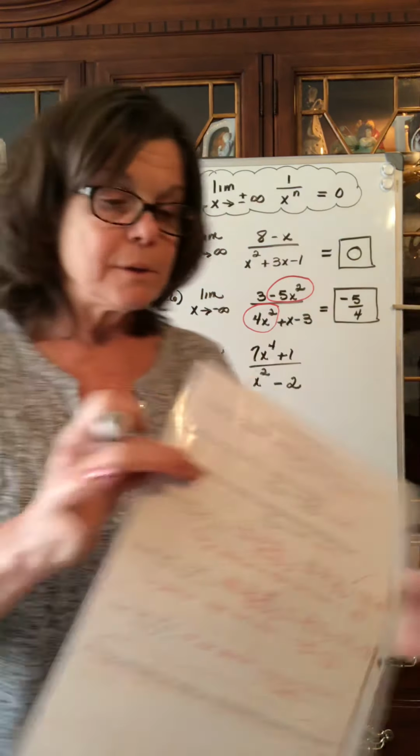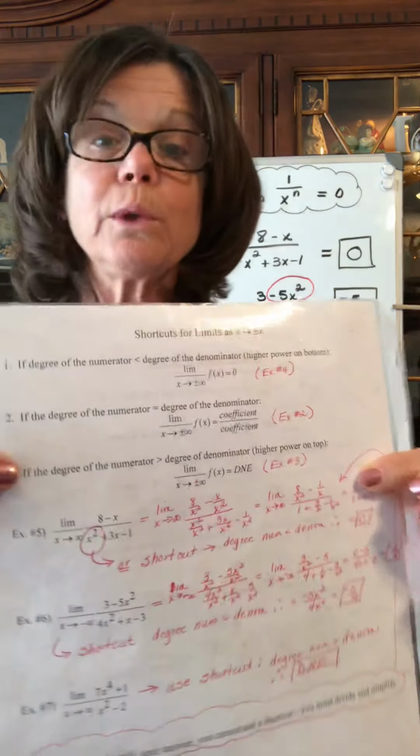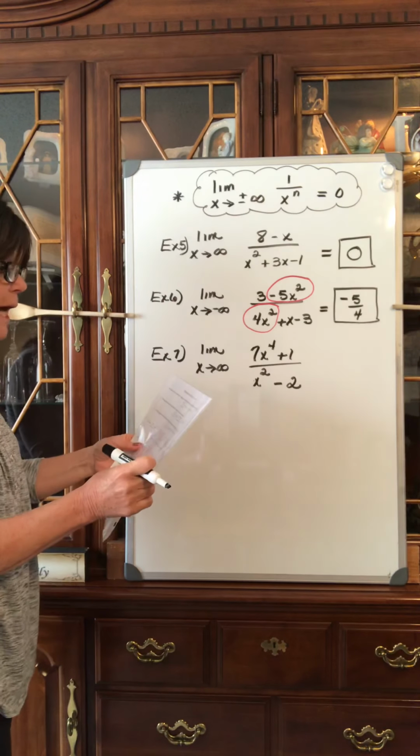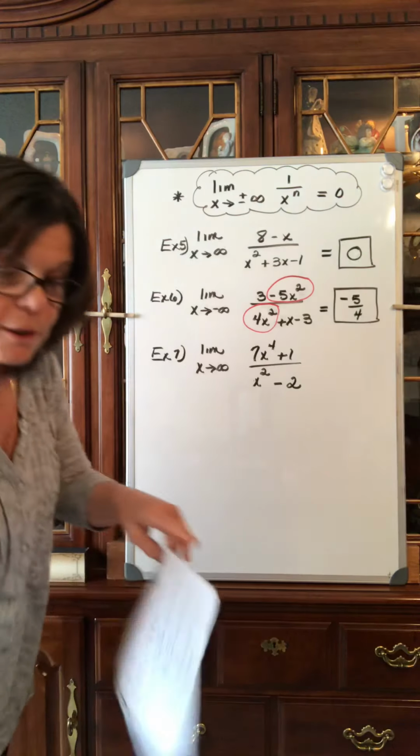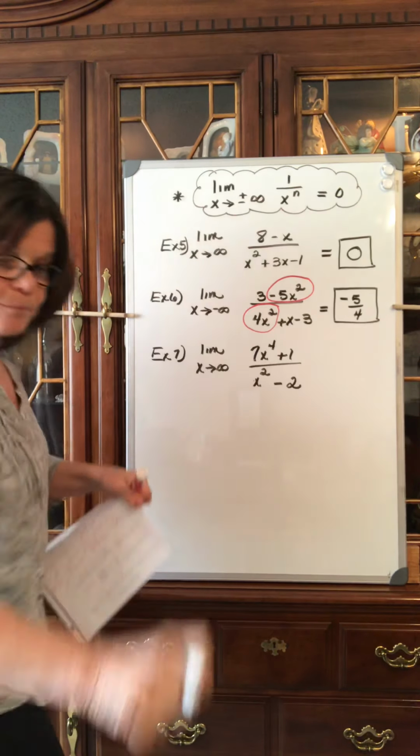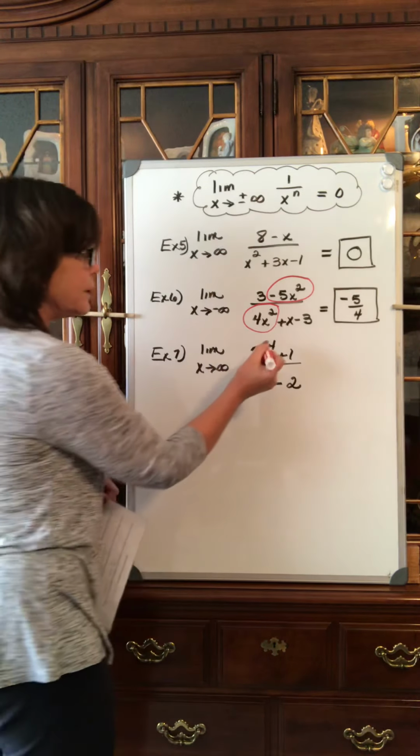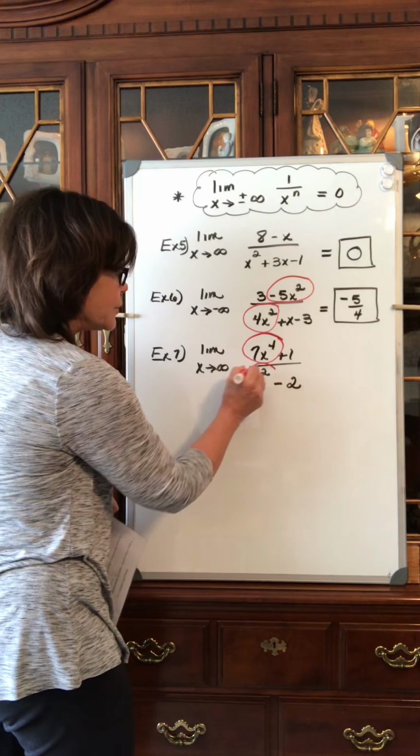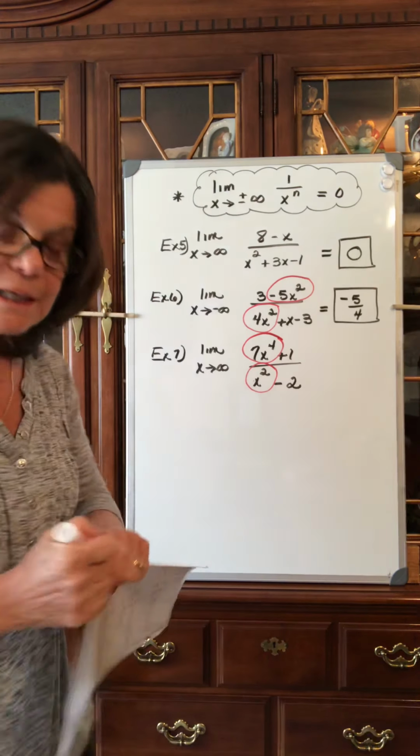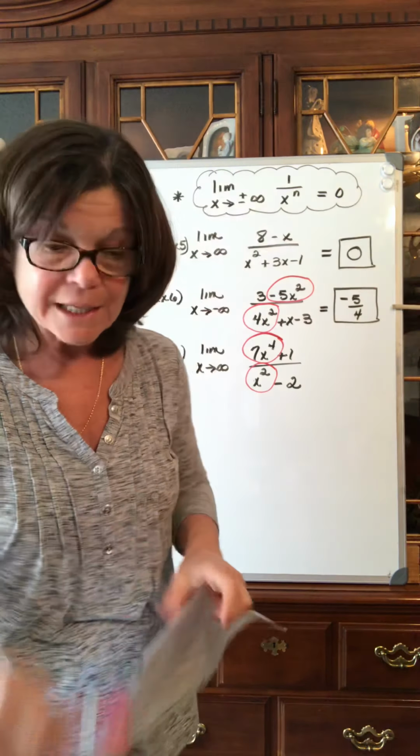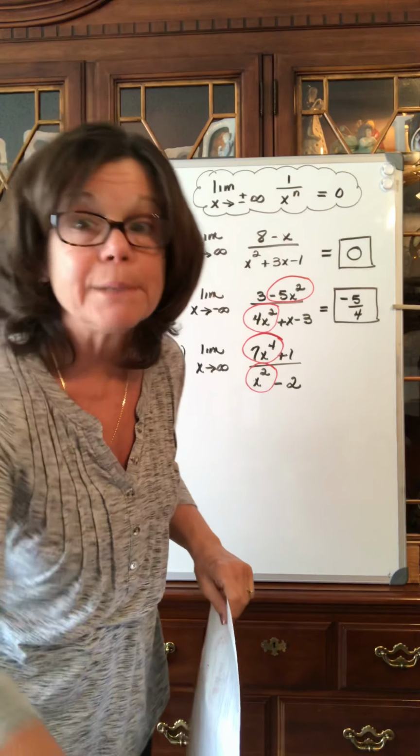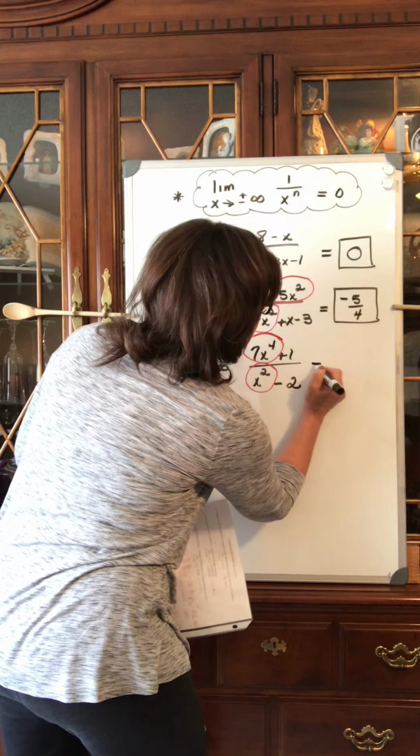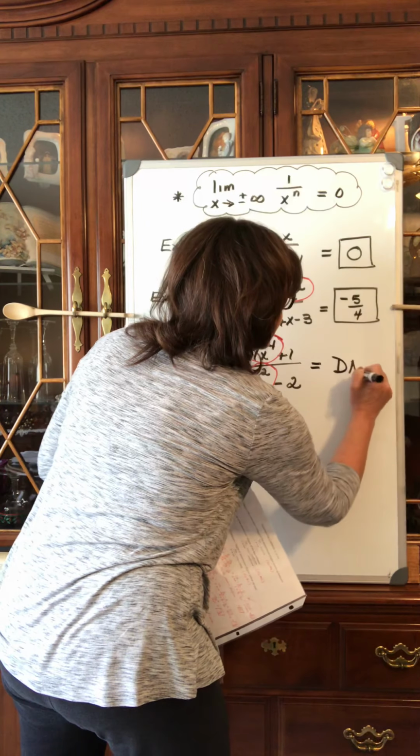Now, rule number 3 for shortcuts for limits to infinity says that if the higher exponent is on the top, for this last example, the degree of the numerator is an x to the 4th. The degree of the denominator, it's always your highest exponent, is x squared. In this last example, the degree of the numerator is bigger than the degree of the denominator. When this happens, the limit does not exist.